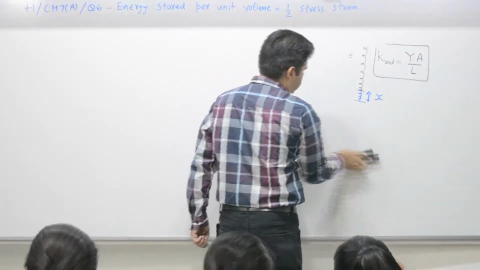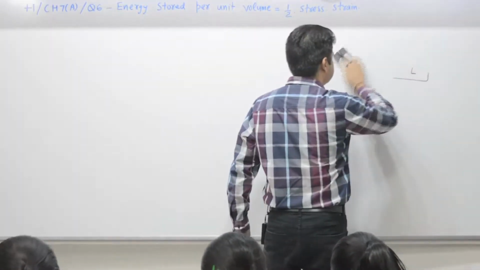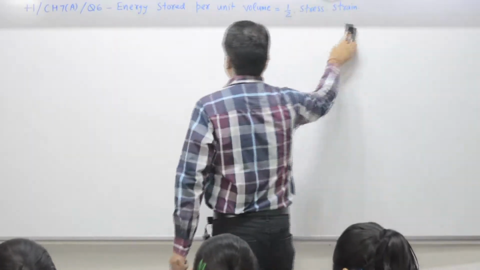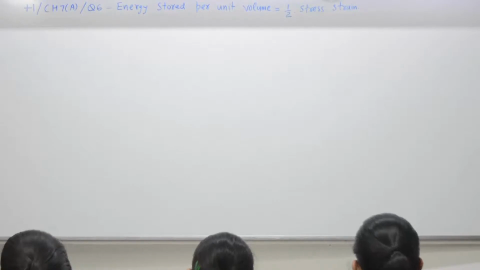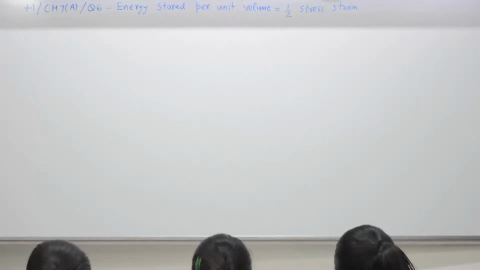Refer to book. Refer to article Poisson's ratio. Page number is 7/14, article number 15.